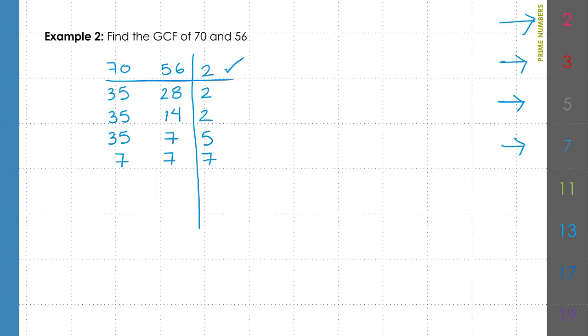And 7 over 7 is 1. So I am done factoring. And this 7 divided both numbers, so I check mark. That means that to find the greatest common factor between 70 and 56, I have to multiply 2 times 7, the numbers that I checked, and it gives me 14.